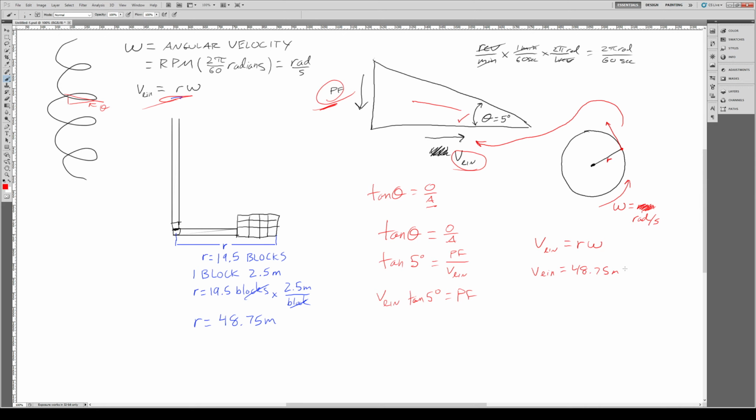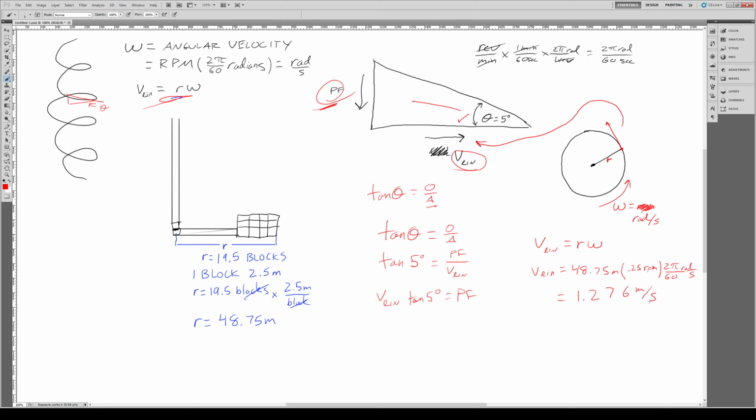So this is actually V linear equals 48.75 meters times 0.25 RPM, and that is going to be times 2 pi over 60 radians per second. And that is going to equal, now calculator time, 48.75 times 0.25 times 2 pi over 60. So that's going to equal 1.276 meters per second.